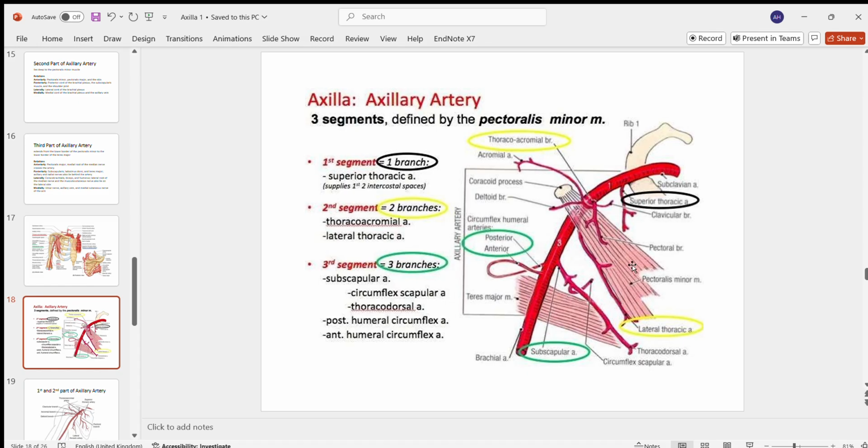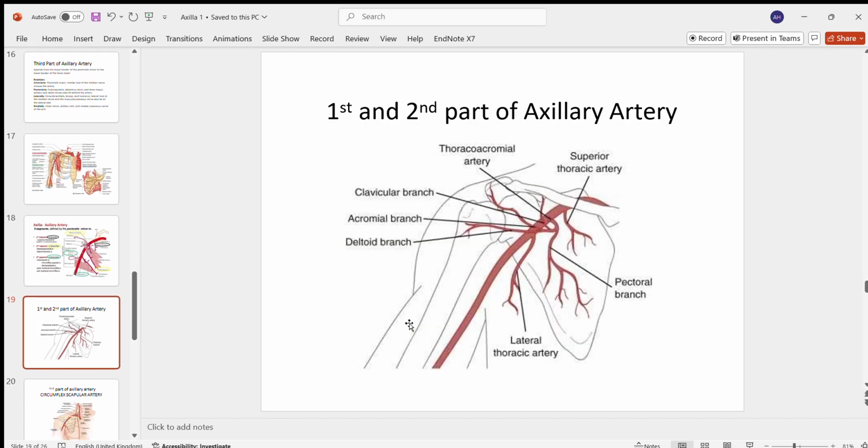So if you just remember this slide, which is enumerating the first segment giving off one branch, second segment giving off two branches, and third segment giving off three branches, you will remember very clearly and precisely what is the axillary artery and its branches. Now in this picture, I'll briefly discuss the first part of the axillary artery giving off the superior thoracic, supplying the pectoral muscles.